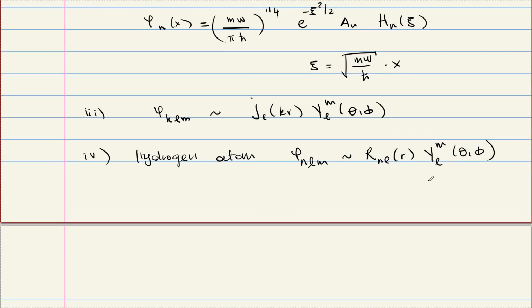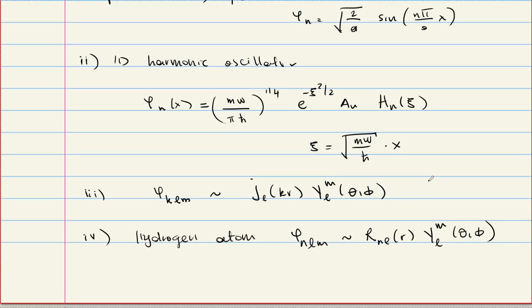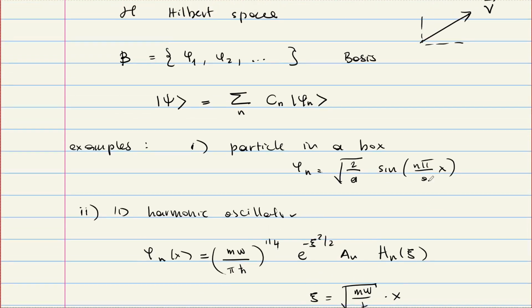Should the summation be finite? Yes, if, for example, we come to spin, spin is like a two-dimensional Hilbert space. It's finite. But in, for example, particle in a box, the Hilbert space is infinite dimensional, right?